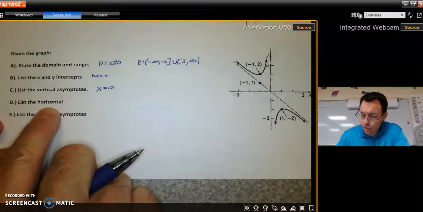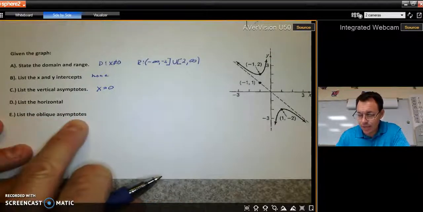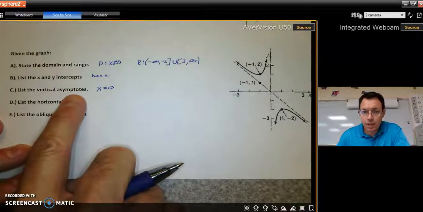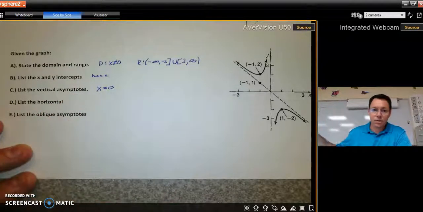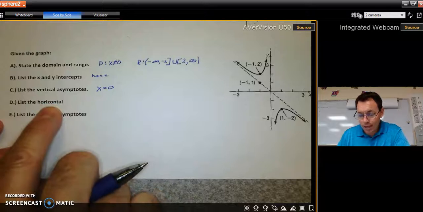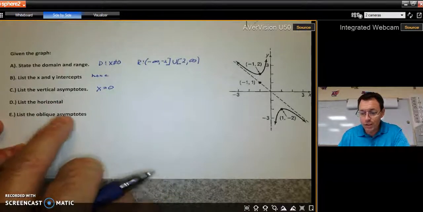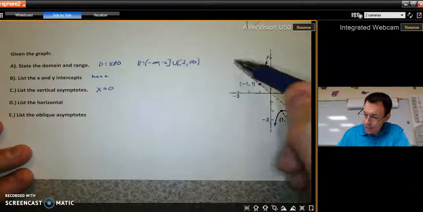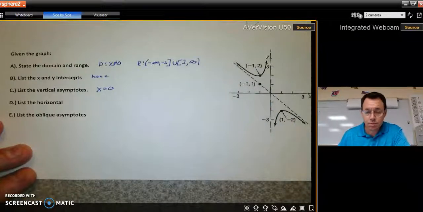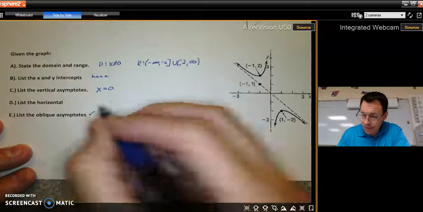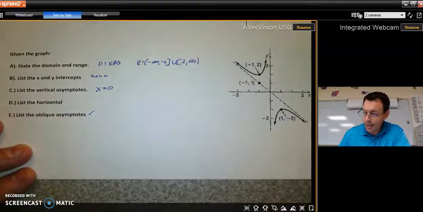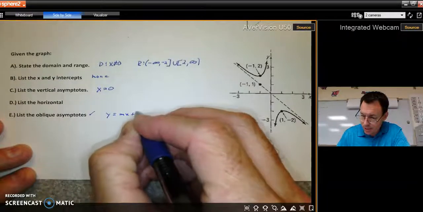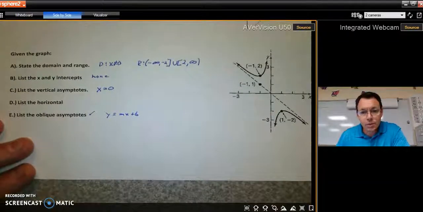Then it says list the horizontal asymptotes, and list the oblique asymptotes. Well, you can only have one or the other. You can have as many vertical asymptotes as you want. I could make a function that has 5 different vertical asymptotes, but you're always only going to have one horizontal or one oblique. You can't even have both of them. In this case, there's this dotted line going at an angle, so that's an oblique asymptote. They want us to write the equation for that. So again, y equals mx plus b is the form we're going to use. So what do we got going here?